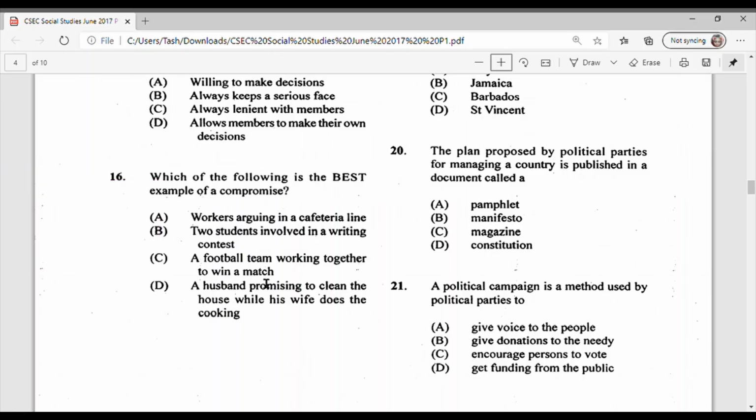So A, workers arguing in a cafeteria line would not be a compromise. B, two students involved in a writing contest. C, a football team working together to win a match. D, a husband promising to clean the house while his wife does the cooking. So that is a compromise here. That is letter D for number 16.